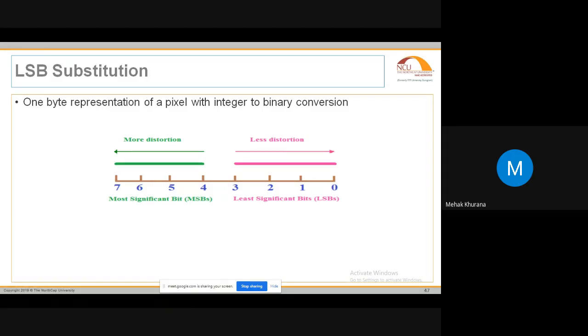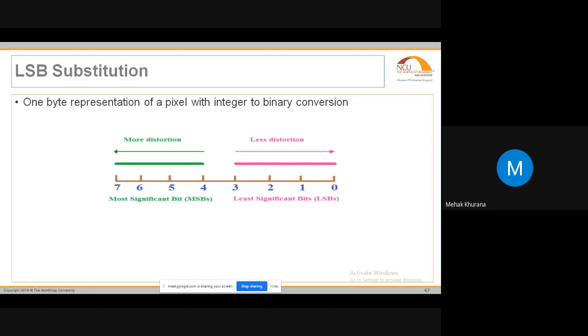But when I am talking about the most significant bits, the value of the 7th bit is 128, the value of the 6th bit is 64, and the value of the 5th one is 32. So what is happening? I am changing so many bits for changing the MSB. For changing MSB, I will have to change the 128 bit. That means there will be a change of plus minus 128, or plus minus 64, or plus minus 32, or plus minus 16.